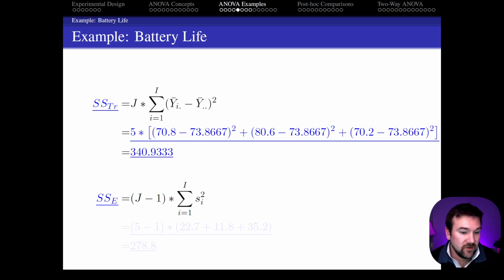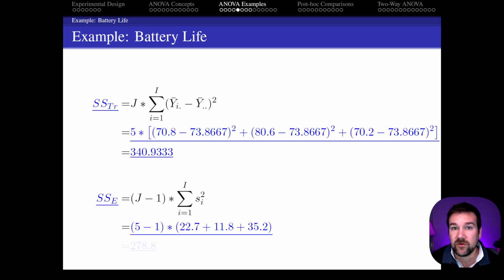My sum of squares error, I do that same J minus 1 now, and then I multiply by the sum of all of the variances from each of the groups. Well, I was given the variances of each of the groups already, so this is actually a pretty easy calculation. I just add up all those variances for group 1, group 2, and group 3, and then after adding them all up, I multiply by that J minus 1. So I'm going to take 4 times that sum of all the things, and I end up getting 278.8.